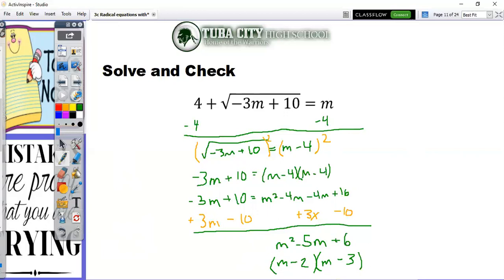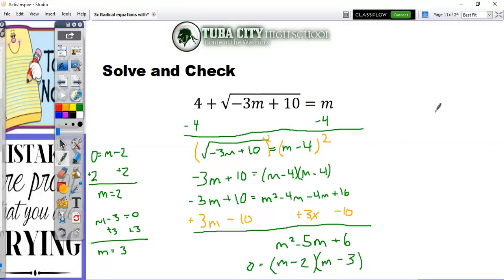So I have two possible answers, and don't forget, I need to solve these both for 0. So I guess I could do that over here. Maybe I shouldn't skip any steps on this one. m minus 2, so if I add 2 to both sides, m equals 2. And m minus 3 equals 0, so plus 3 on both sides, m equals 3. Those are my two possible solutions. M can either be 2 or it can be 3, and I'm going to have to check both of them.